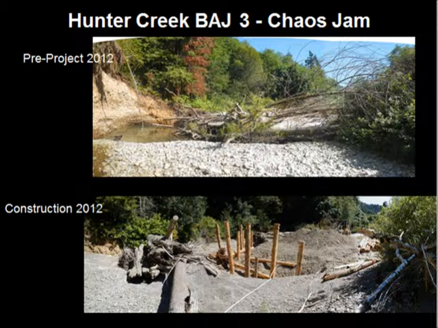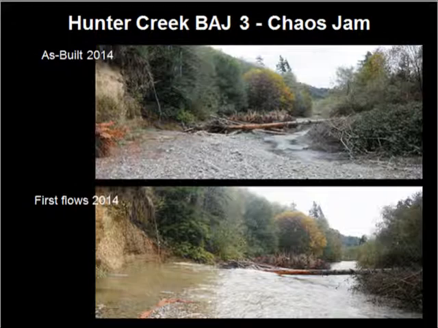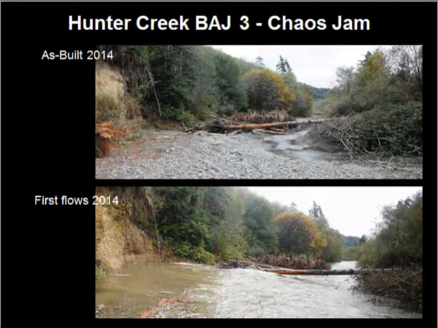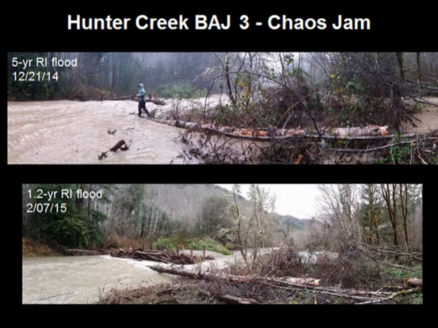The chaos jam was, there was some wood stranding in that location, and what we did is we just set that wood aside. We built a larger structure, and here's the as-built condition, and then with the first flows, and then at a 5-year flood, the jam is creating a hydraulic jump that is about 4 feet above the average floodplain water surface. This spanning log that was placed as part of the jam design also helps guide water onto the floodplain and into a wall-based channel that runs the length of the project route.